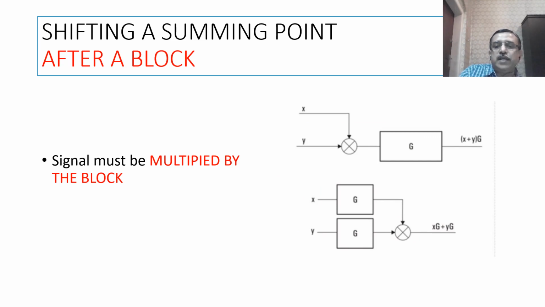So if you are shifting the summing point after the block, so here x plus y into g, after shifting also we want it to be x plus y into g. So the incoming signal should be multiplied by g. So what is the rule? If you are shifting the summing point after a block, you multiply the signal by g.